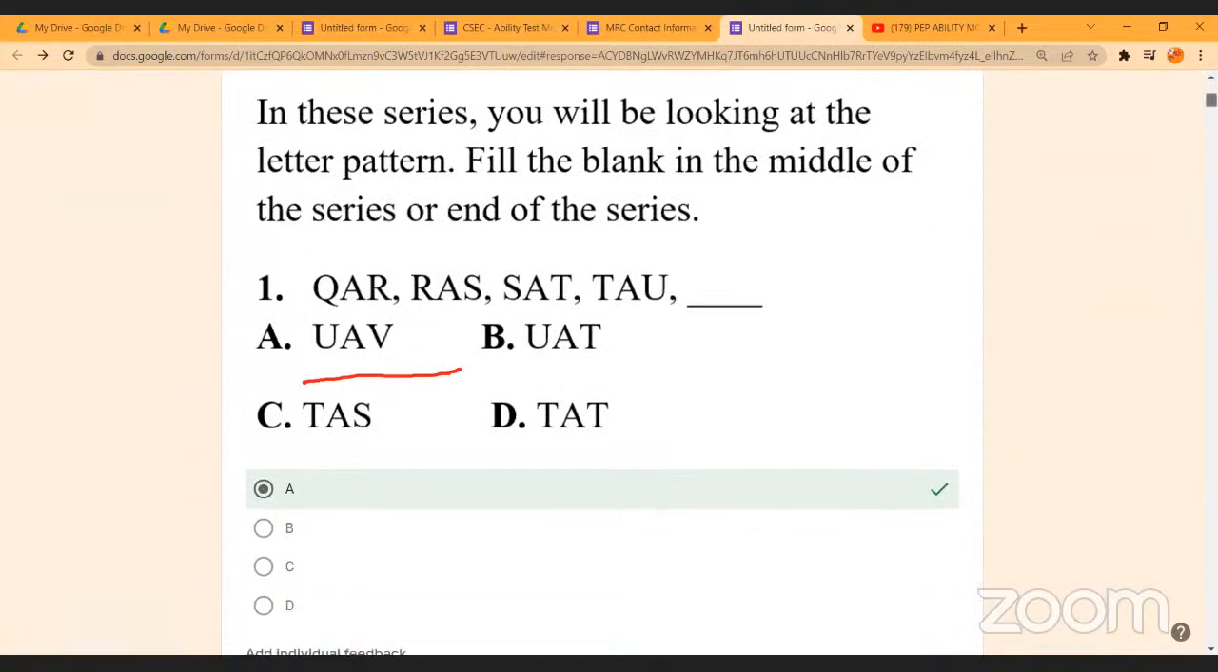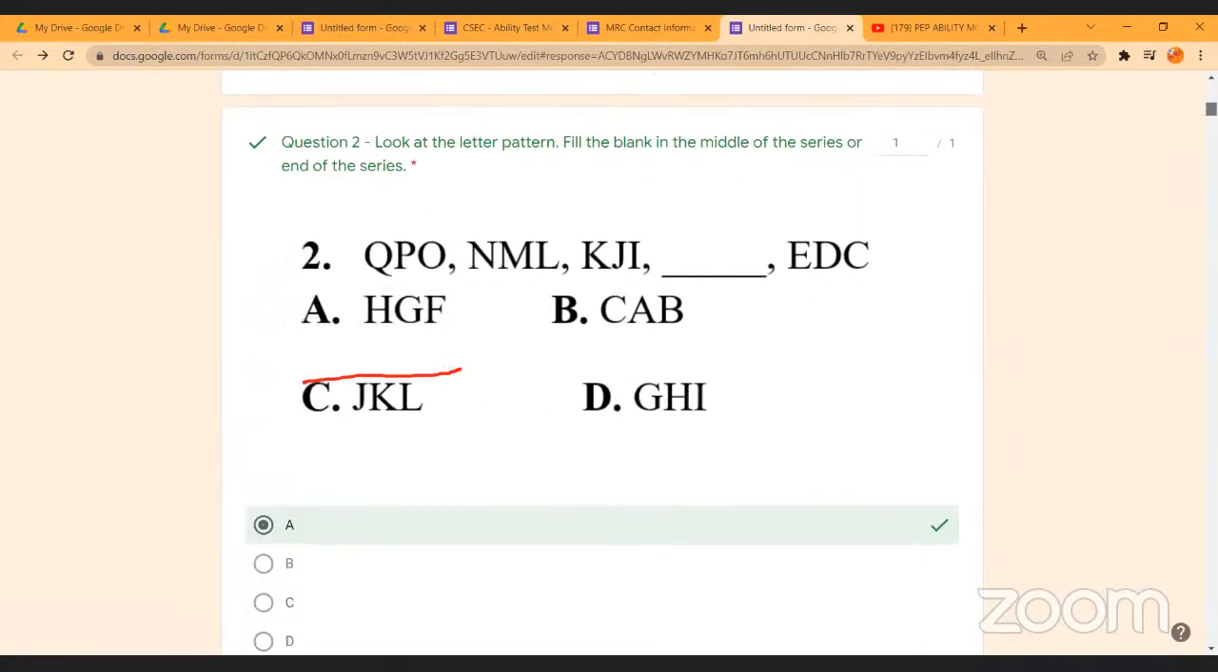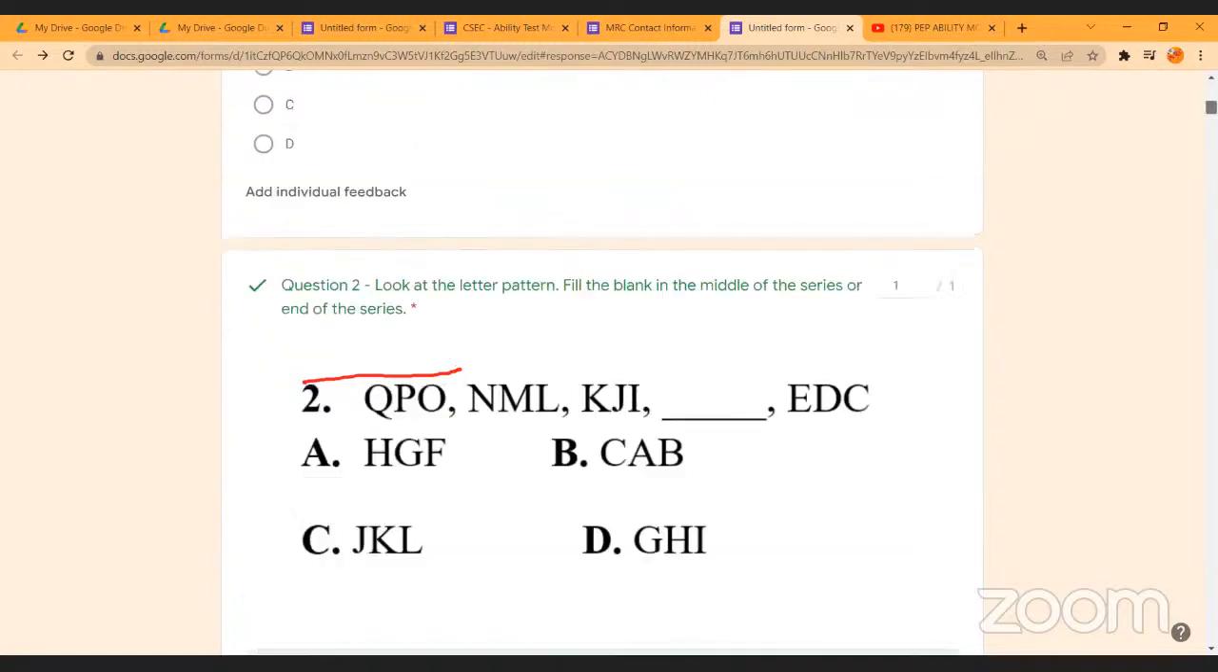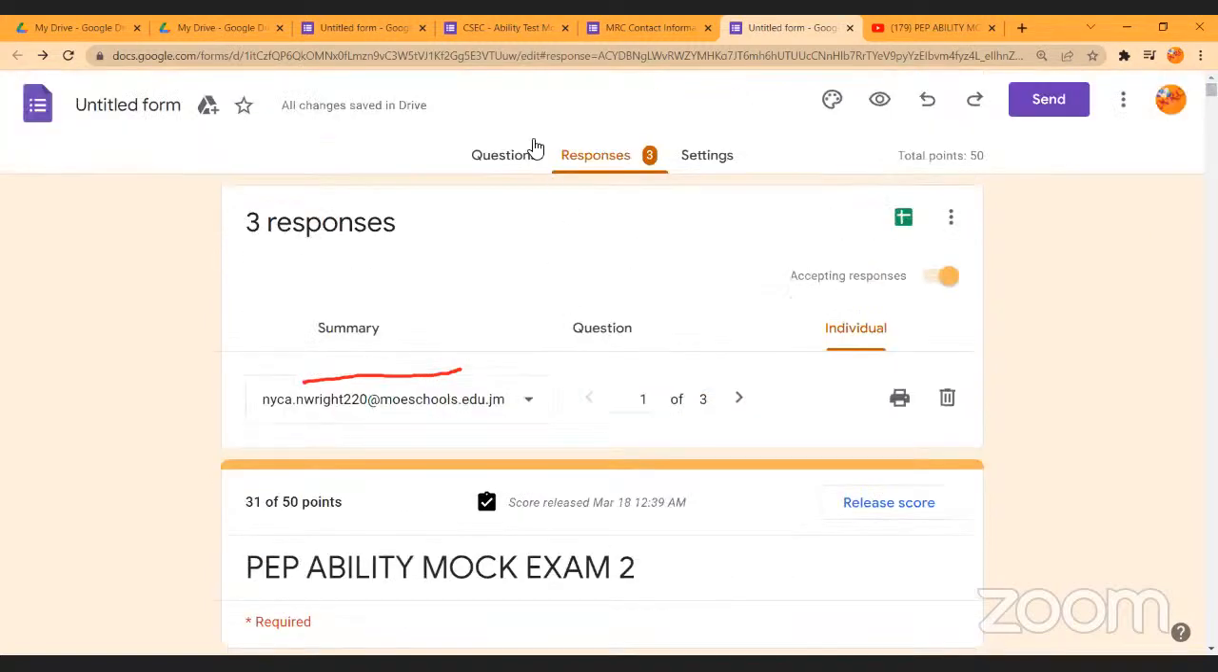All right, so you got it correct. So you got it correct, Nika. Now tell me, how is it you know that the answer was A? What did you use to say that it's A?